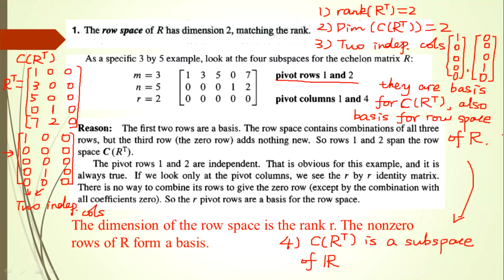Check the 2 independent columns. They are vectors from R5, right? 2 independent columns, they are vectors. They have 5 components. So the column space of R transpose is a subspace of R5. Are you clear? So that's what we said.